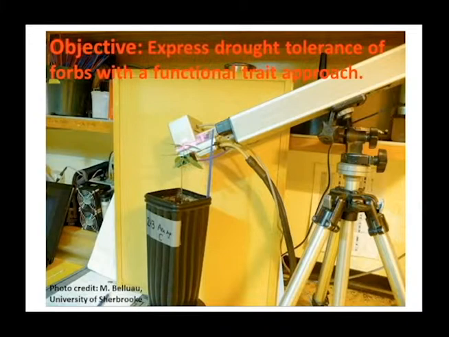So Michael's objective is to express drought tolerance of forbs with a functional trait approach. He wants to use net photosynthesis to estimate drought tolerance. He's measuring photosynthesis of different species in control treatment and in a drought treatment. He's using the temperature accessory module and the light accessory module to control temperature and light, and comparing stress versus control treatments at various intensities and temperatures.